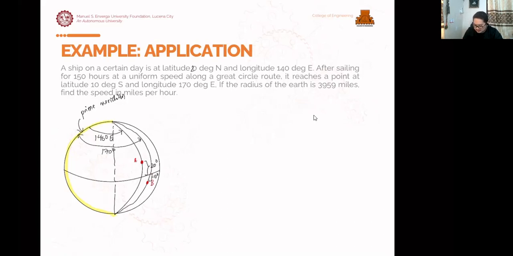Okay? So, ngayon, pinapahanap is ano daw yung speed natin. Okay? So, kailangan natin, di ba, speed pinapahanap. So, kailangan natin ng distance over time. So, si time, given sa atin 150 hours siya, naglayag. Okay? So, kailangan natin ng distance. Distance ni A papunta kay B. Okay? Ito yon.